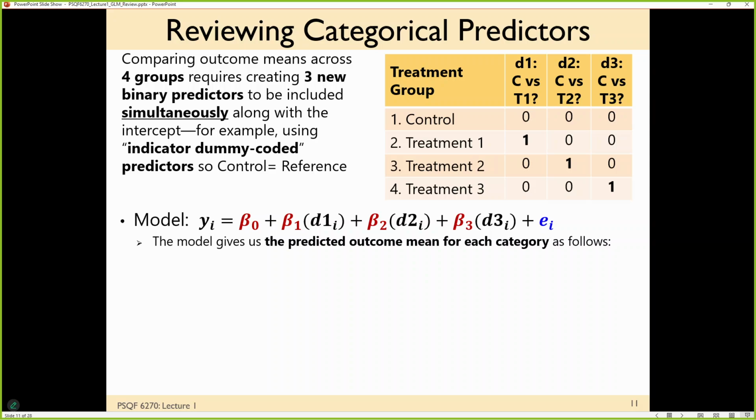MANOVA? ANOVA, yep. ANOVA. Yep, because it's 1 outcome. If it were multiple outcomes, it would be MANOVA. But yep, that's what people will call this. A one-way ANOVA, to be specific, because there's 1 variable, and that's the way, apparently.